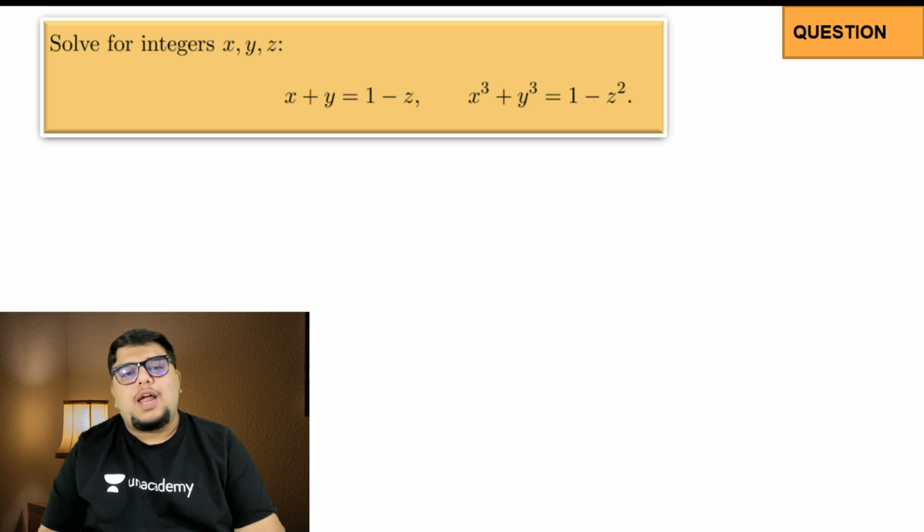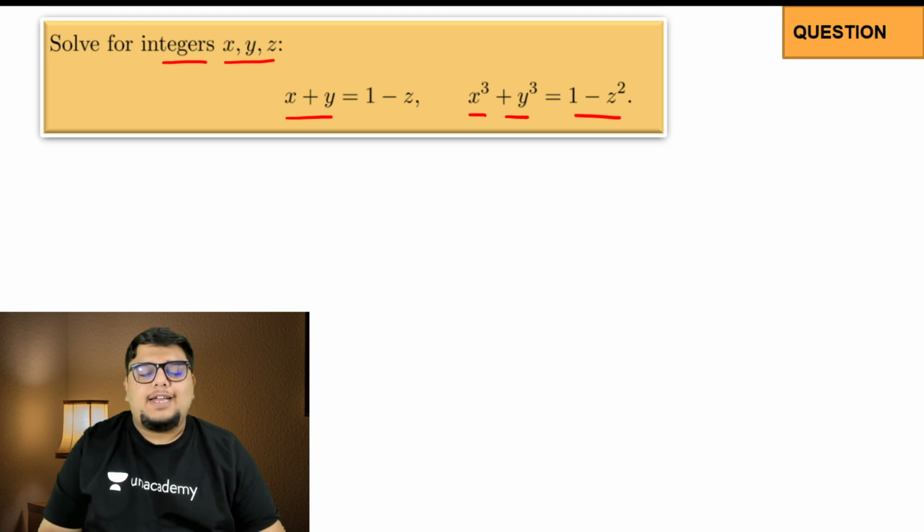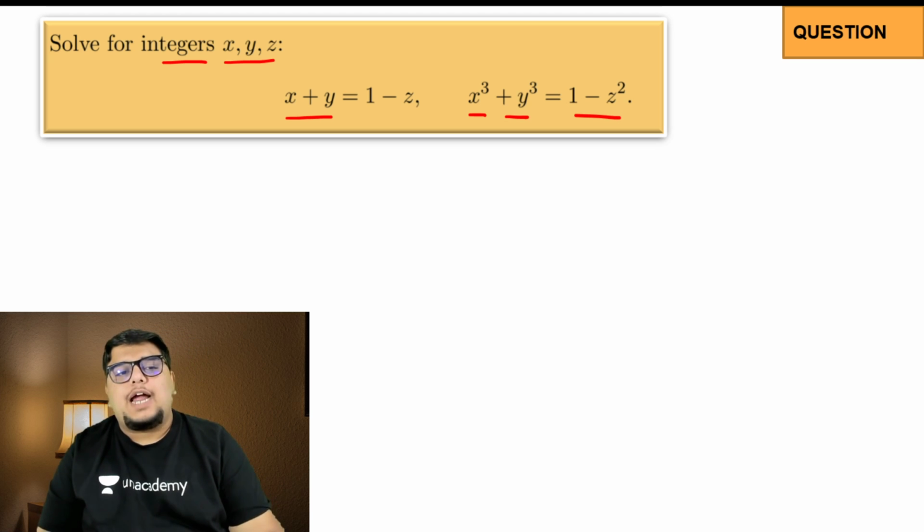So first of all, let's look at the question. The question says that x, y, z are integers, and the first equation is x plus y is equal to 1 minus z, and x cube plus y cube is equal to 1 minus z square, right? So let me give you some hints that you can actually use to solve this question.